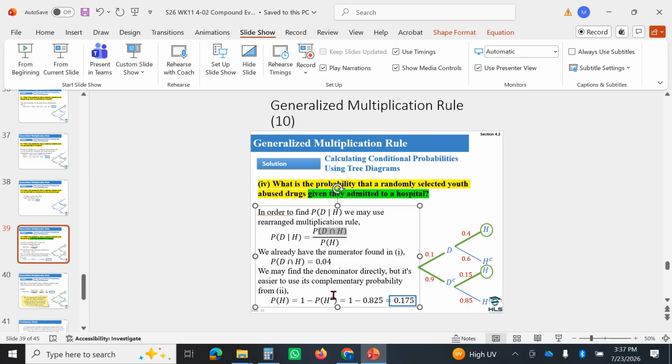If you go back to question 2 of this same question, youth drug abuse and hospital visits, we found the complement there: randomly select a youth and them not going to the hospital, 82.5%. We want to find the probability of going to the hospital, so that would be the complement of that, the complement of the complement. And so we have 17.5% or 0.175.